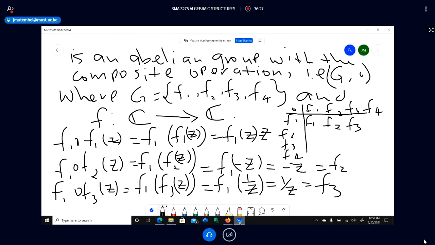F2, now F3. F3 composite F1 of Z, F3 of Z, Z is Z.